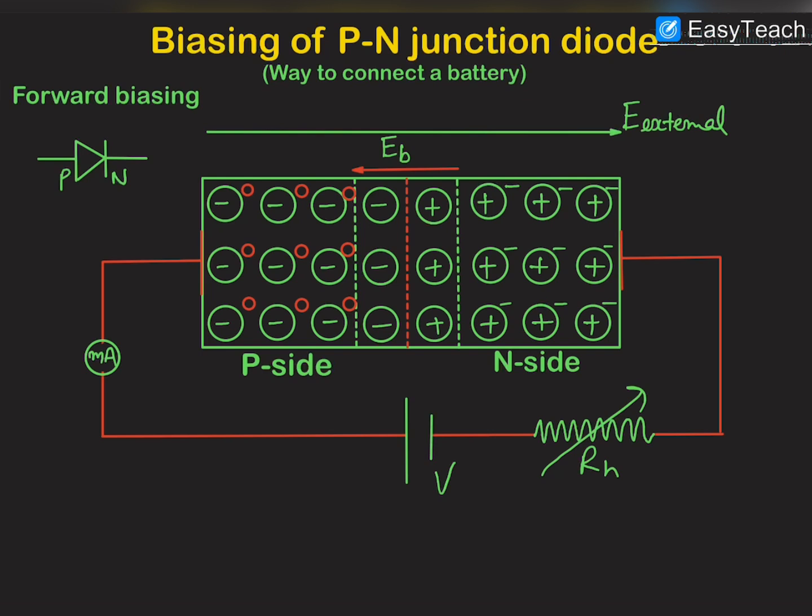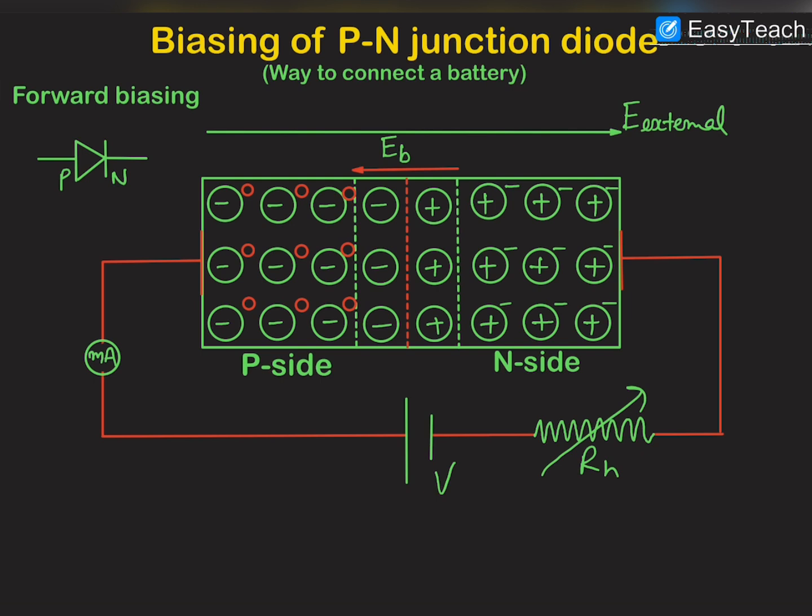In this video today we are going to discuss the biasing of PN junction diode. Now biasing means the way to connect the battery, and this is the symbol of PN junction diode, and this side is represented by P side. In fact, this is P side and this is N side. So this is the symbol of PN junction diode.